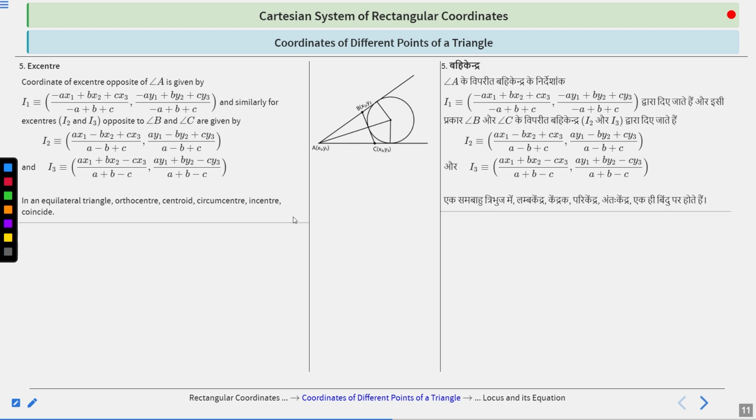In an equilateral triangle, the orthocenter, centroid, circumcenter, and incenter coincide, right? Clear? You have to keep in mind that in an equilateral triangle, the orthocenter, centroid, circumcenter, and incenter coincide.